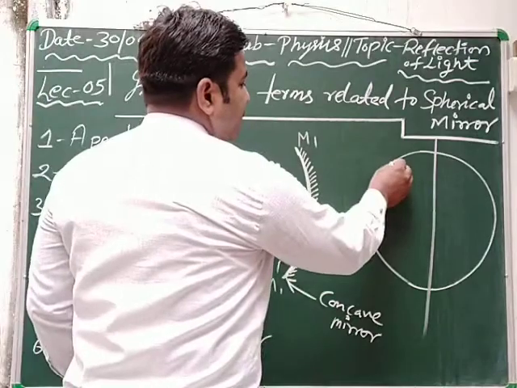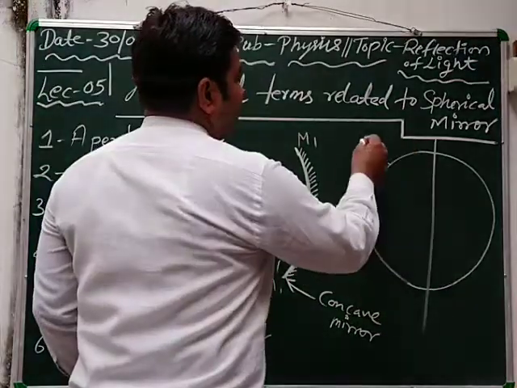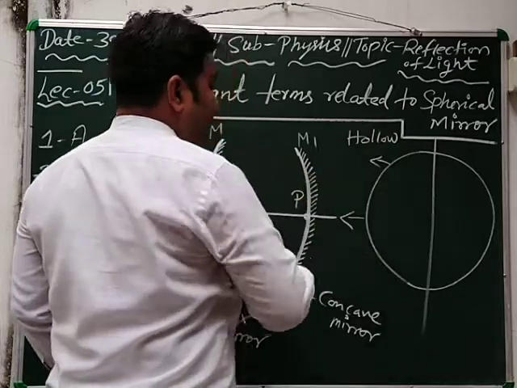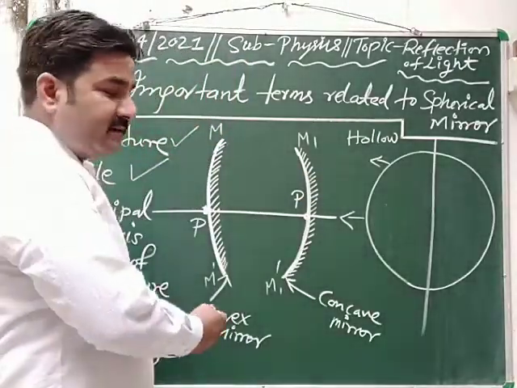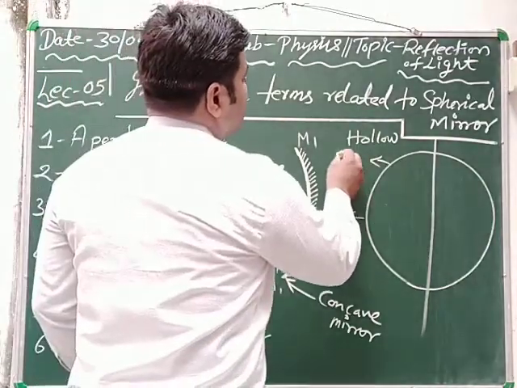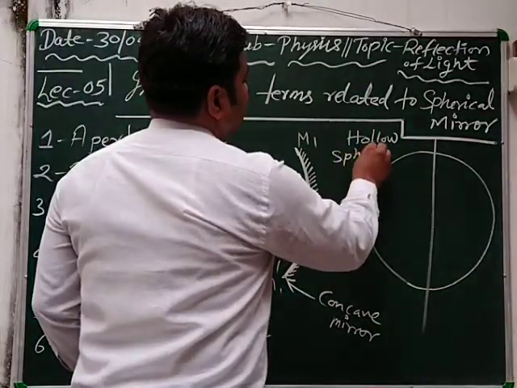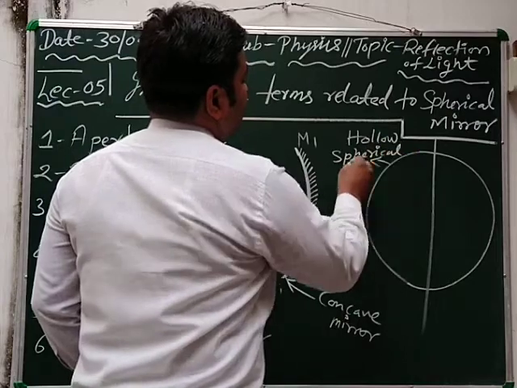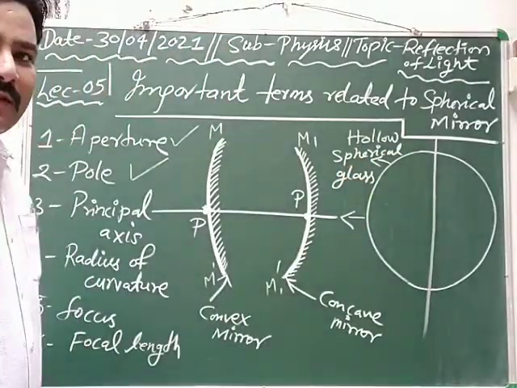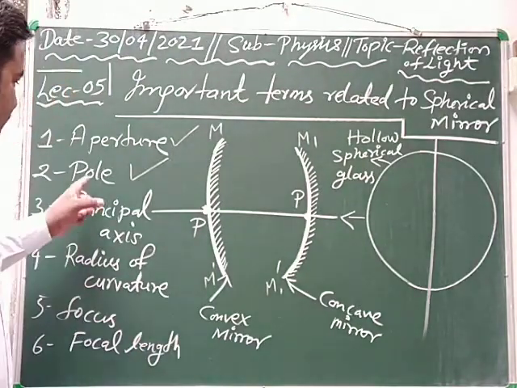This is the spherical mirror, hollow spherical glass, from which the mirror is obtained. Mirror here, two types, convex and concave. Hollow spherical glass. Just see, second point clear.